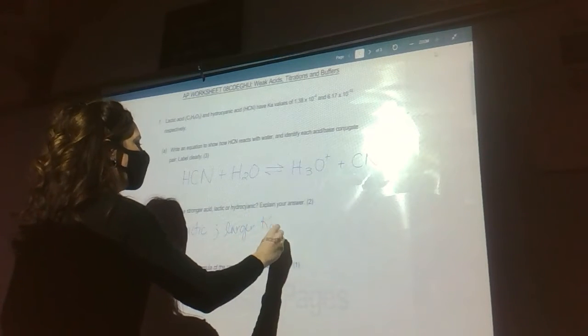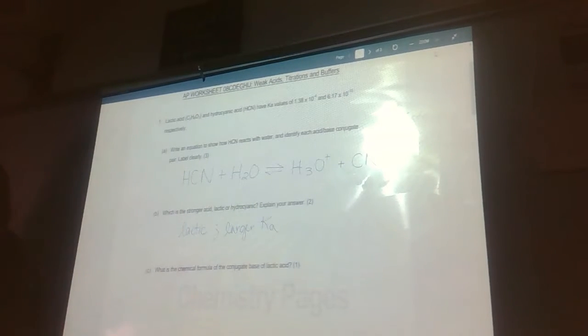The larger the Ka, the more it dissociates. The more it dissociates, the more hydronium it produces. The more hydronium it produces, the lower the pH. The lower the pH, the stronger the acid.